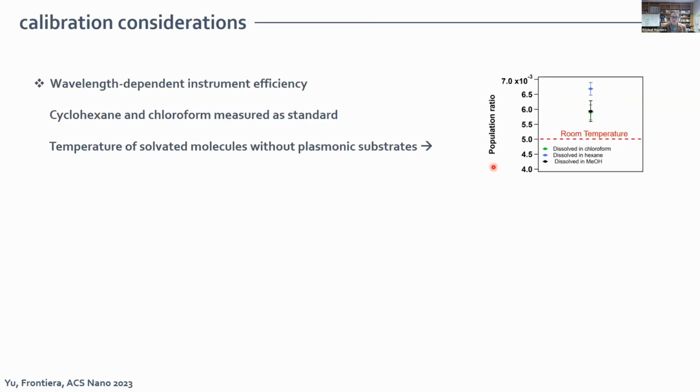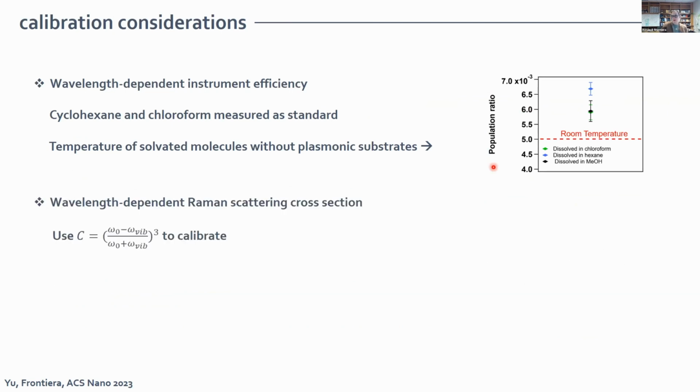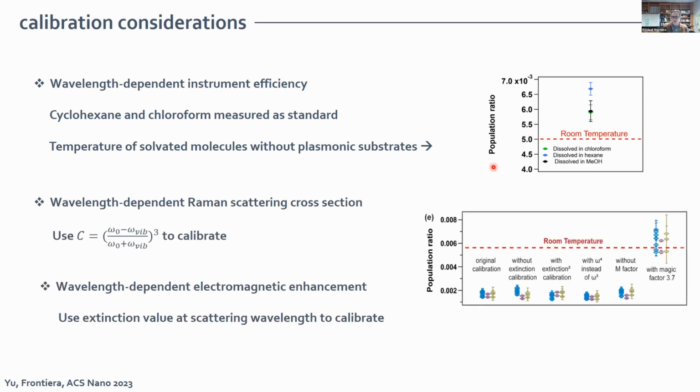Just to convince you that we've done these carefully, we look very carefully at our instrument calibrations. We look very carefully at our Raman scattering calibrations. We think very carefully about how the extinction of these plasmonic materials can impact the anti-Stokes to Stokes scattering ratio. And no matter how you do these calibrations, you always get population ratios that are well below room temperature. The only way that you could get something near room temperature is if you multiply these values by 3.7.